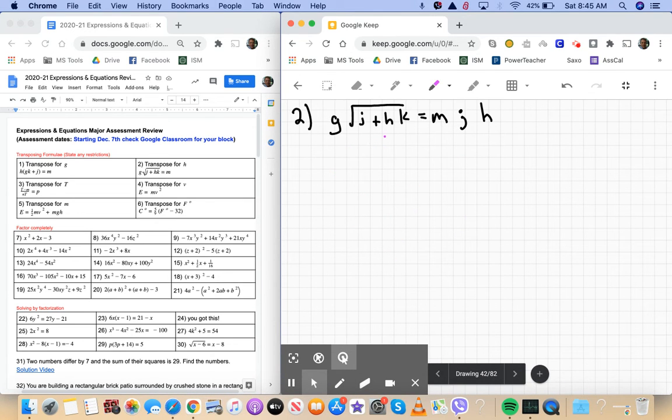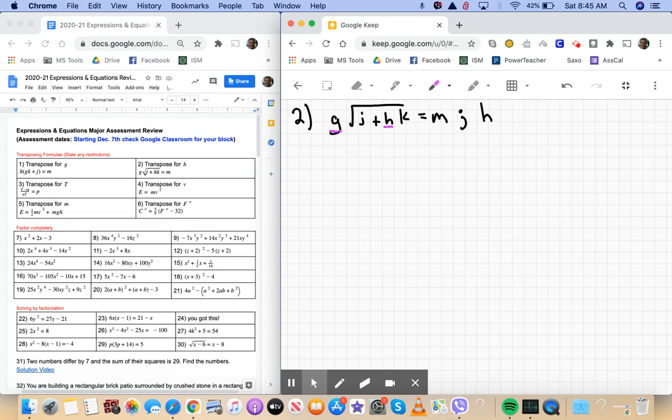Okay, so number 2, we are trying to isolate h. And it's inside of the square root, which is like a bracket. So what we need to do is undo this multiplication outside of that special bracket. So I'm going to divide everything by g. So we're going to have the square root of j plus hk is equal to m over g.